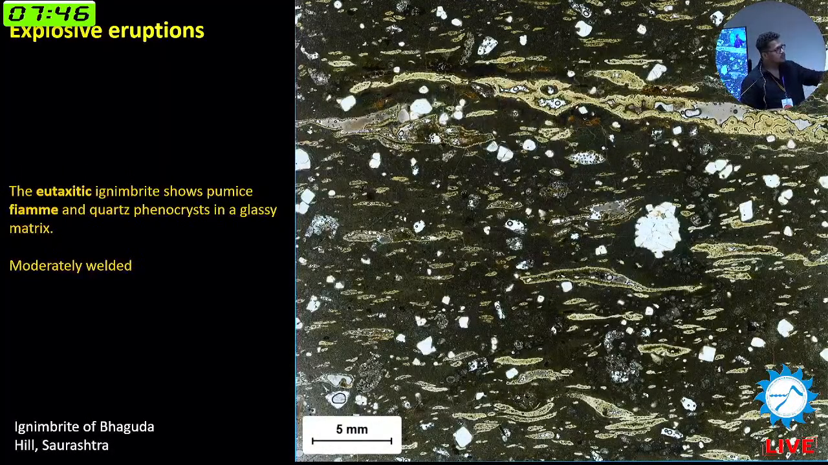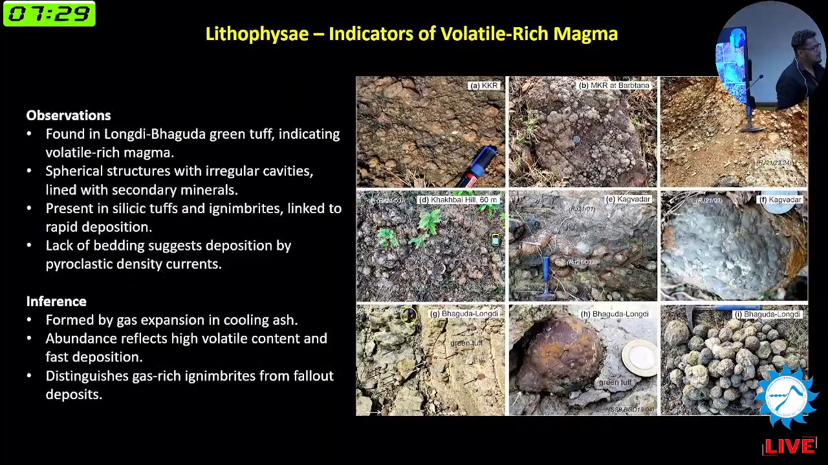This is a higher grade of welding, a medium grade welding, which is characteristically preserved. It preserves the eutaxitic texture, which is defined by more flattened pumice vitroclasts, and again, crystal-rich and fine tuffaceous matrix. Again, pyroclastic activity.